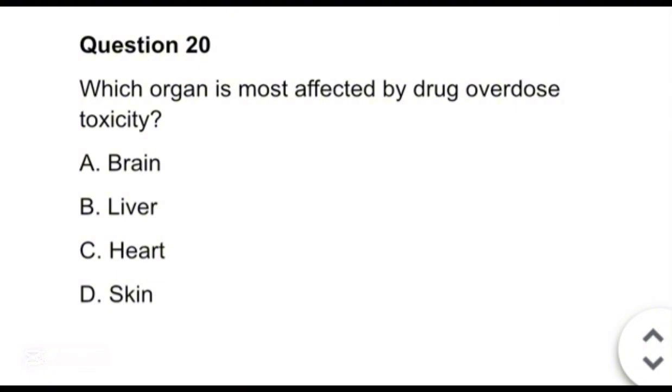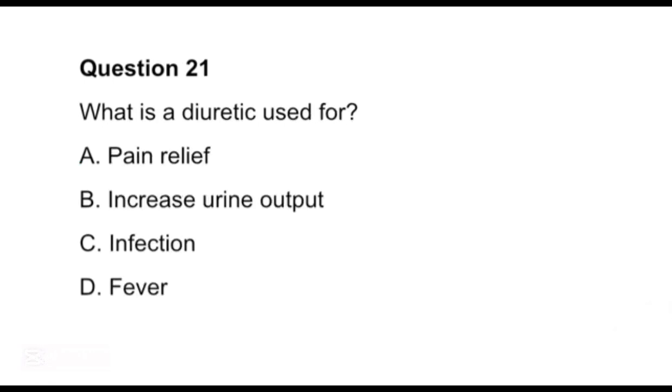Question 20. Which organ is most affected by drug overdose toxicity? A. Brain. B. Liver. C. Heart. D. Skin. Correct answer, B. Liver.